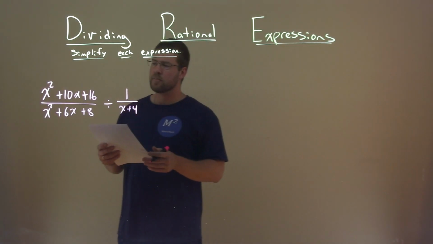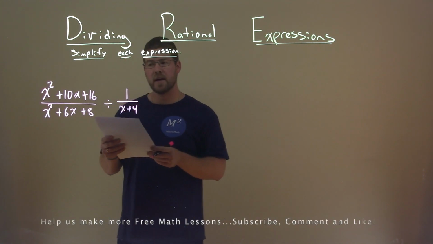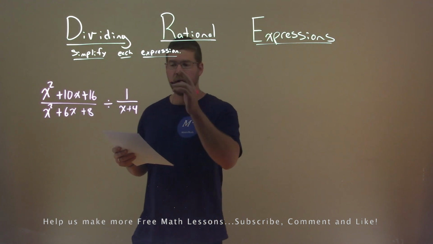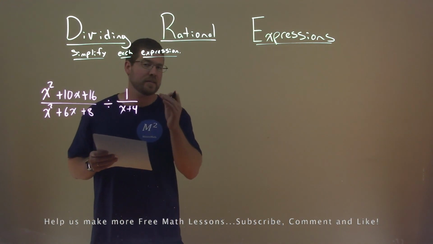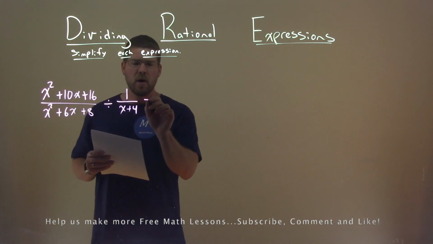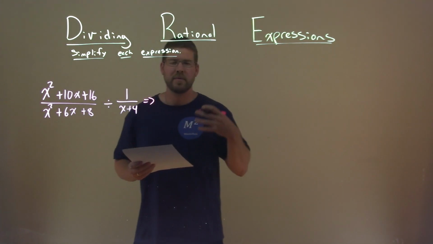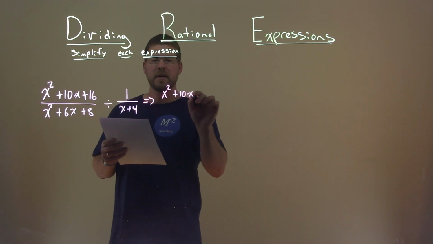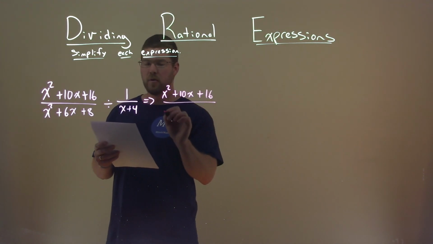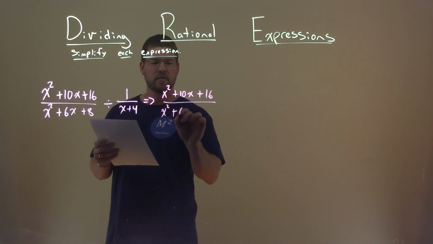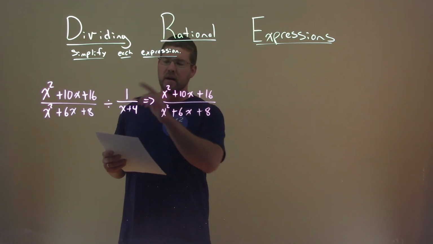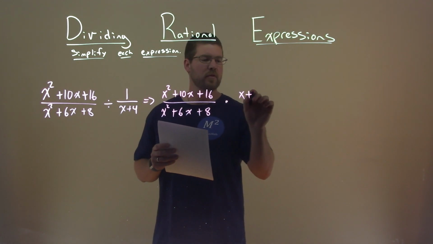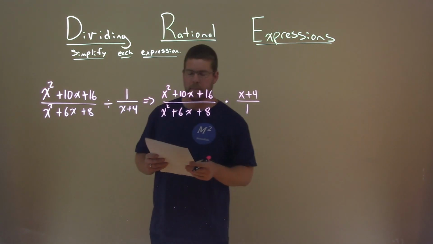We're given this problem right here, x squared plus 10x plus 16 over x squared plus 6x plus 8 divided by 1 over x plus 4, and we need to simplify this expression. I'm going to rewrite this, instead of as a division problem, as a multiplication problem. So we rewrite the first part, x squared plus 10x plus 16 over x squared plus 6x plus 8. And instead of dividing, we're going to multiply, and we're going to flip the fraction. x plus 4 is in the numerator, over 1 now.